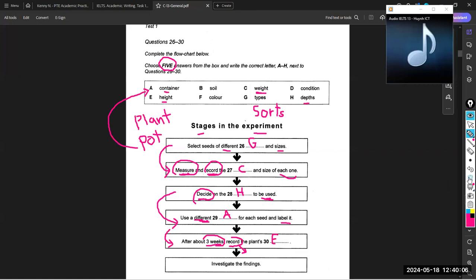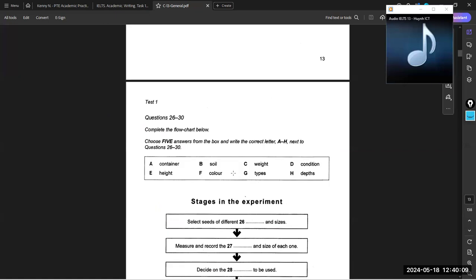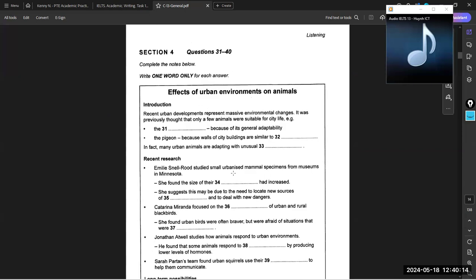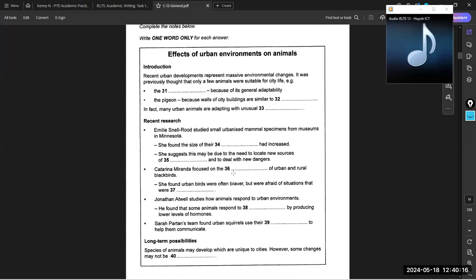And this is now section three. So this is the end of section three. Now I think it's time to discuss the last section, which is four.